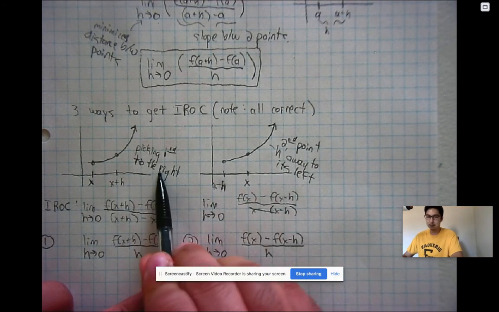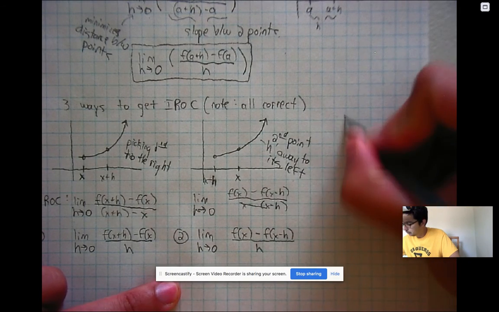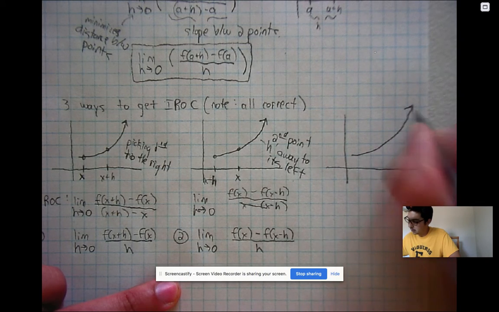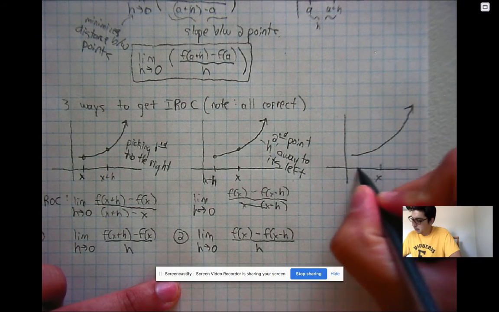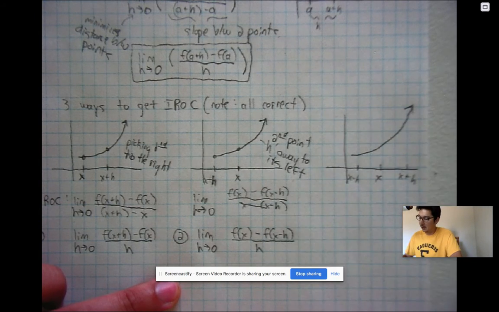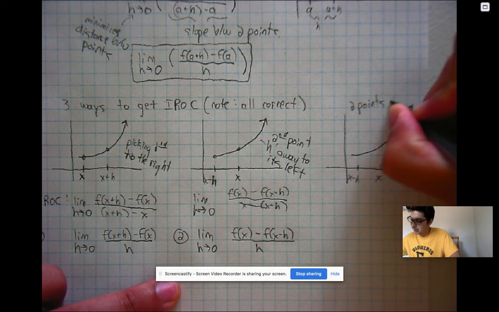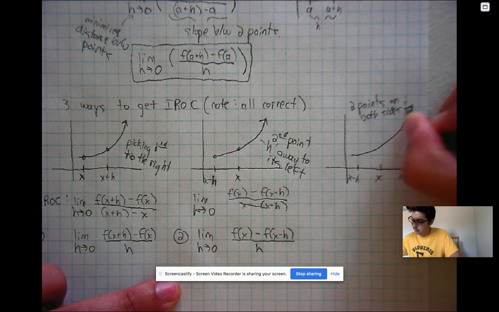So one's from the right, from the left, and then the third option you can do is you have a point x, and this is what a lot of you were saying during our Zoom on Friday, is instead of even using this point, we can actually approach from 2 points, one from its left and one from its right. So now the third approach is you pick 2 points on both sides and close in.